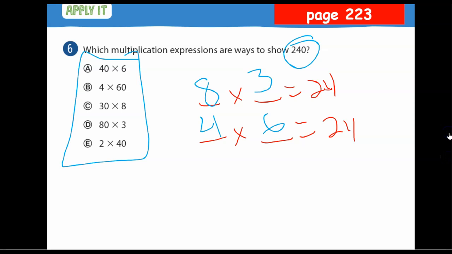Anybody? Would A fit? Yes, because isn't 4 times 6 24? And then we just put a 0, right? A would work. Would B work? Yeah. 4 times 6 is still 24. And then just put a 0 next to it. Would C work?